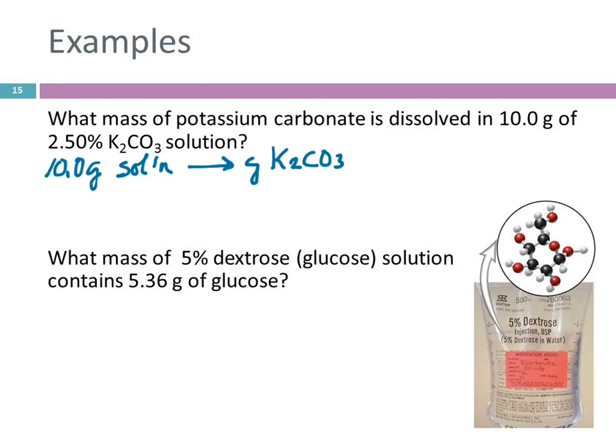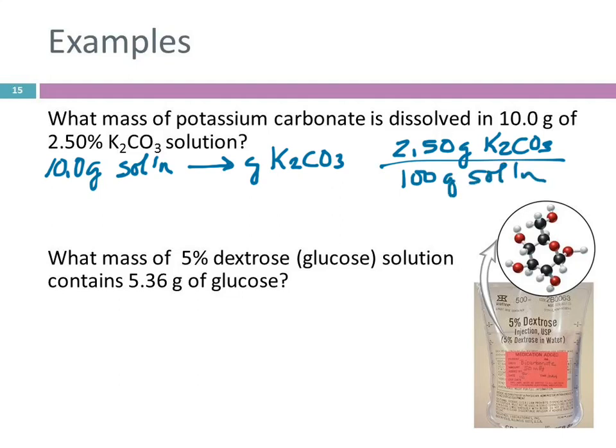By the way, there are other ways to solve these problems, and if you're good with percentages and you can do it a different way, you're very welcome to do that. So we need something that relates grams of solution and grams of potassium carbonate. Well, what does that percent mean? 2.50%. Grams of solute per 100 grams of solution. So it's 2.50 grams of potassium carbonate per 100 grams of solution. And that's exactly what we need, isn't it?